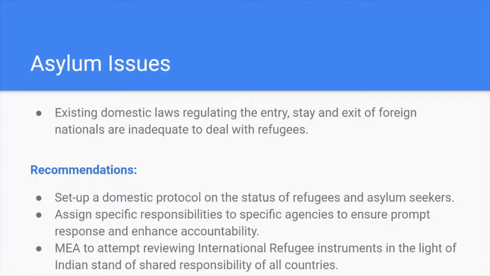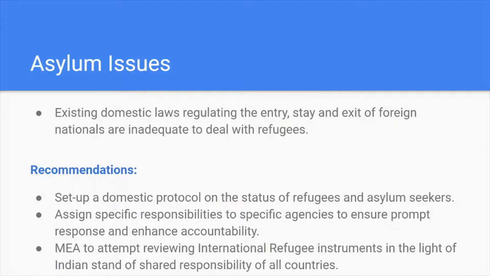So a person must be facing some threat in his previous country, and for that reason he has decided to migrate to another one. Now the host country may or may not grant refugee status to an asylum seeker. The committee has noted that in India, the existing domestic laws that regulate the entry, stay and exit of foreign nationals are inadequate to deal with refugees.